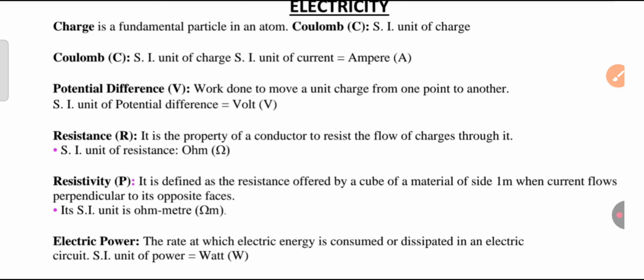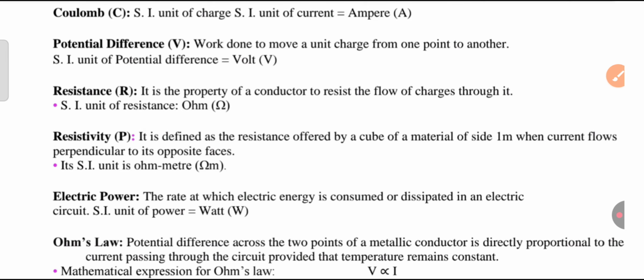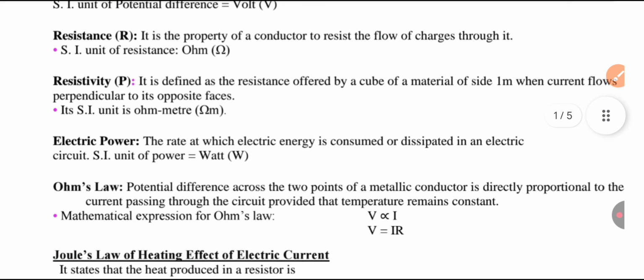SI unit of potential difference is volt. The resistance is a property of a conductor to resist the flow of charge through it. SI unit of resistance is ohm. Resistivity is defined as the resistance offered by a cube of material of side 1 meter when current flows perpendicular to its opposite faces. SI unit is ohm meter.